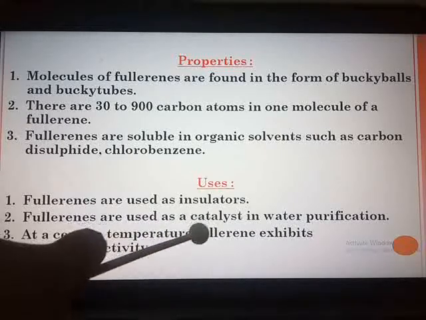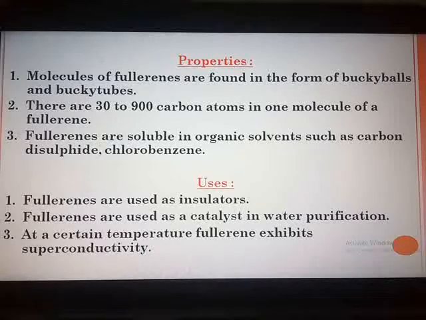At a certain temperature, fullerene exhibits superconductivity. What do you mean by superconductivity? It is the ability of certain metals to allow the electricity to pass through them without any resistance at very low temperatures. That is superconductivity. So here we complete the revision for the crystalline forms of carbon. Now we move towards the non-crystalline or the amorphous forms. I have told you its properties are not given in the textbook. Whatever properties you have studied for the crystalline forms, exactly opposite you are going to write for the non-crystalline forms.